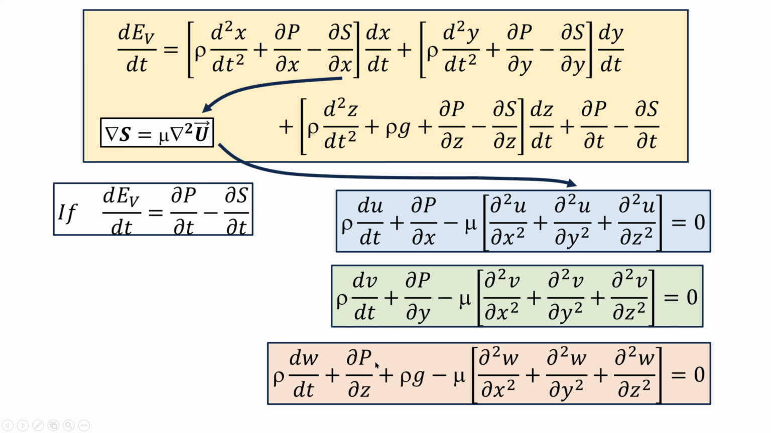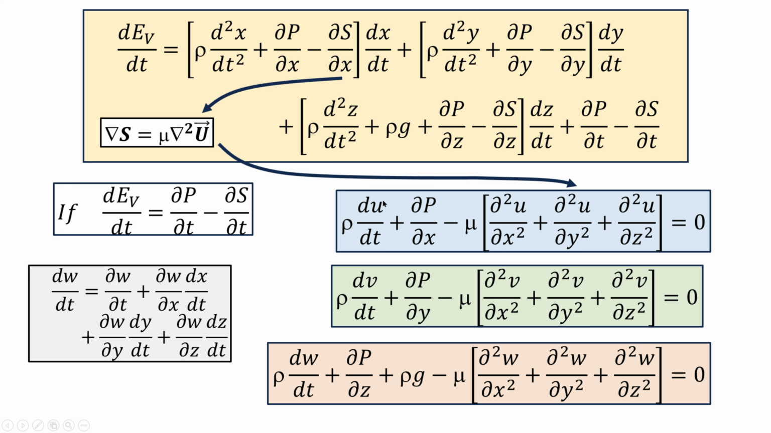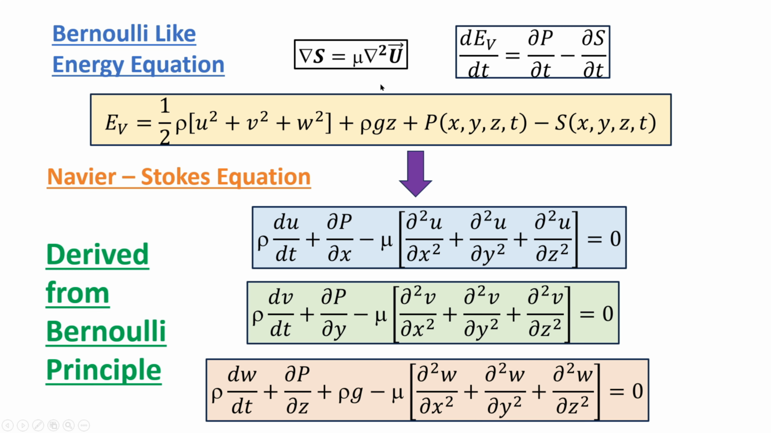If we want, we can expand the acceleration terms using this, that is, dw by dt can be written as the sum of all these partial terms, and dv by dt or du by dt can also be expanded if we want, because usually Navier Stokes is in this expanded form. So anyways, this is how we derive the Navier Stokes equations using a Bernoulli like principle, a Bernoulli like energy equation.